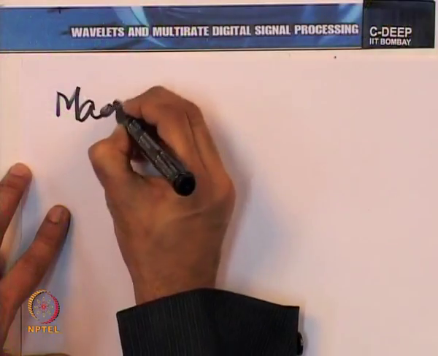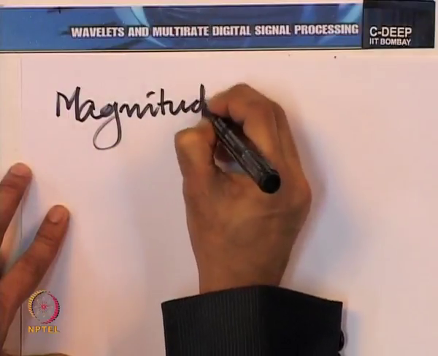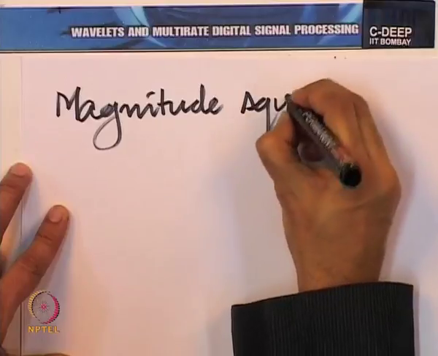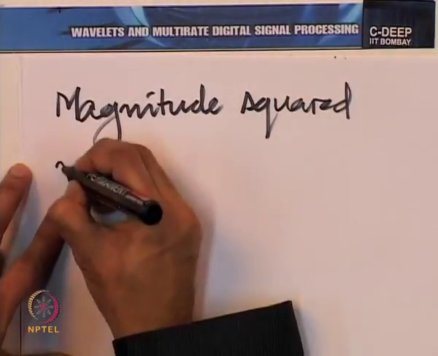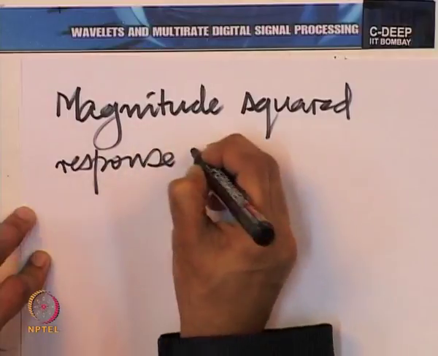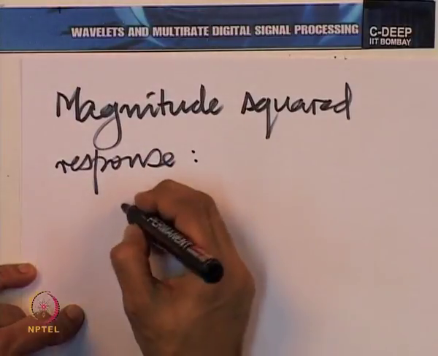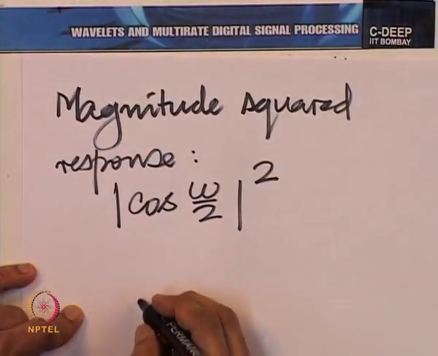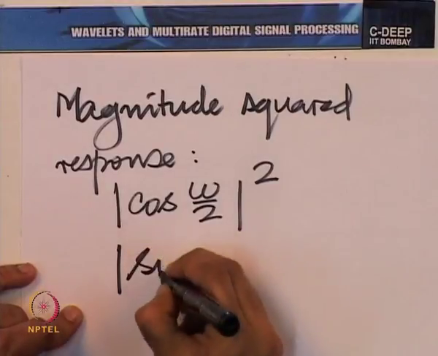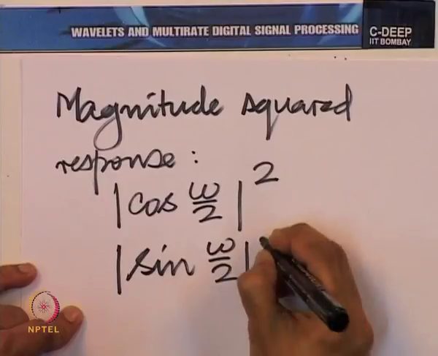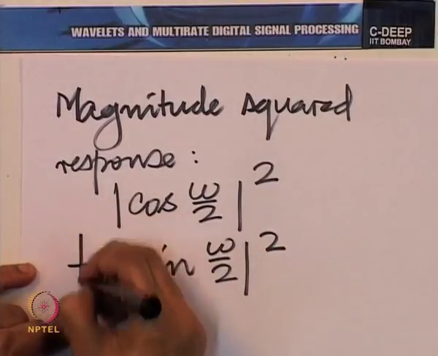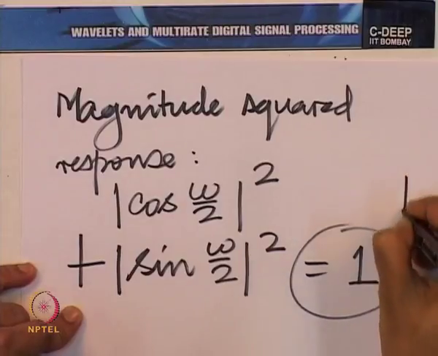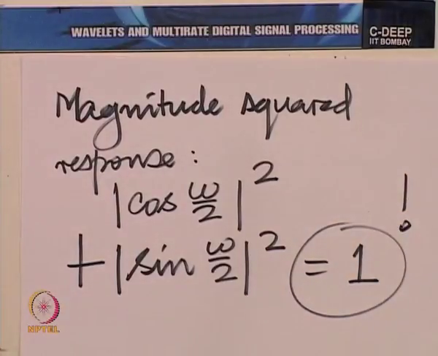So, that means in other words we are asking the question, what is the magnitude squared response in the first one? It is mod cos omega by 2 the whole squared, and in the second one it is mod sin omega by 2 the whole squared. And lo and behold, when you add these you get 1 as well. That is a very interesting observation.